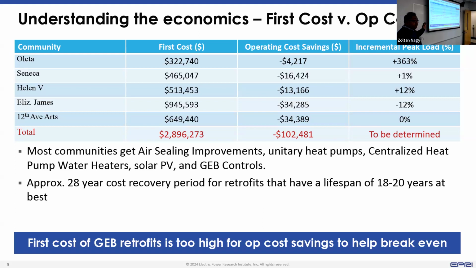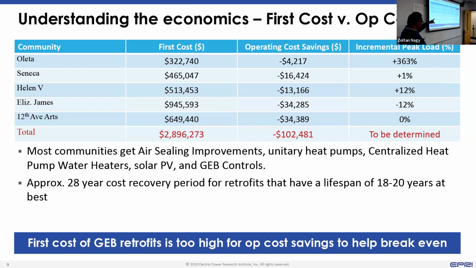The buildings are not very tight in terms of their envelope, so you need to improve air sealing. You need to add some heat pumps, some centralized heat pump water heaters, add some solar PV and some GEB controls. And if you did all of that, you get about $102,000 a year out of it. Remember, these changes that you're putting in, the solar PV, the water heaters, and so on, have an average lifespan of about 18 to maybe 20 years.